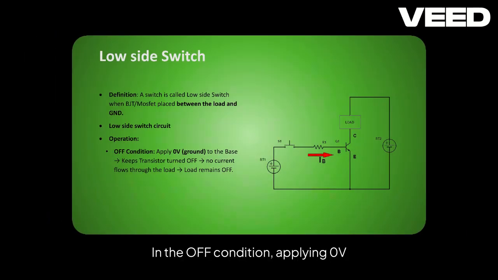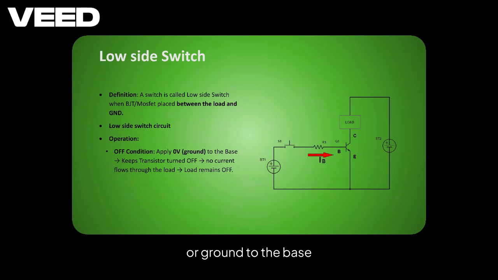In the OFF condition, applying 0V or ground to the base keeps the transistor turned off, preventing current from flowing through the load. This ensures the load remains off, a key feature of low-side switch operation.